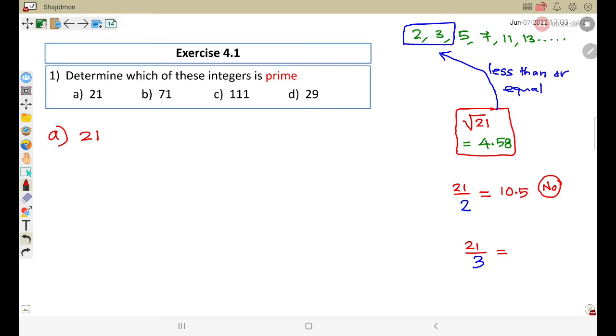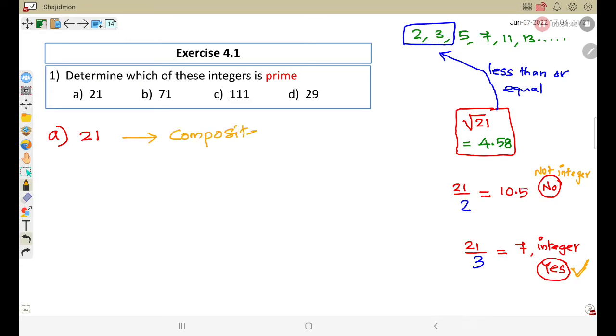21 divided by 3, is it possible? It is possible because it is 7, an integer. Integer means yes, possible. 10.5 is not an integer, which is why I wrote no, but 21 by 3 is an integer. If you get at least one yes, then this number is a composite number.